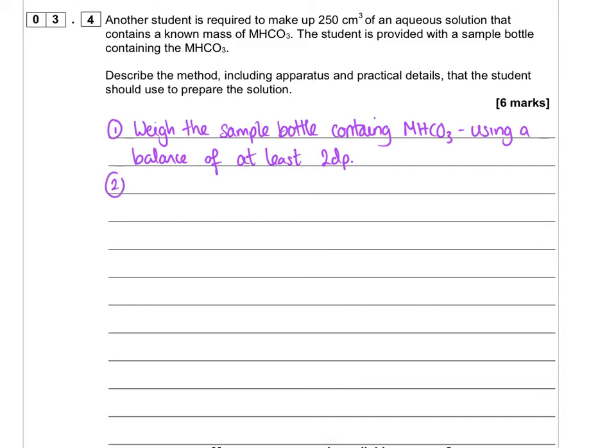Okay, the next thing to do is to transfer that either into a beaker first to dissolve, but when we did this, we transferred it straight into the volumetric flask. And we want to make a 250 solution, so we want to transfer it into a 250 centimetre cubed volumetric flask.